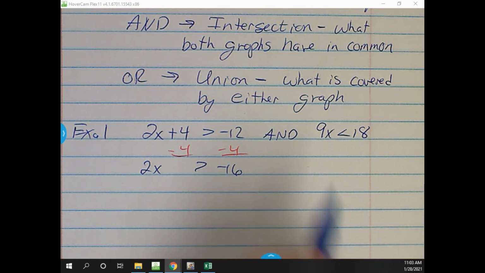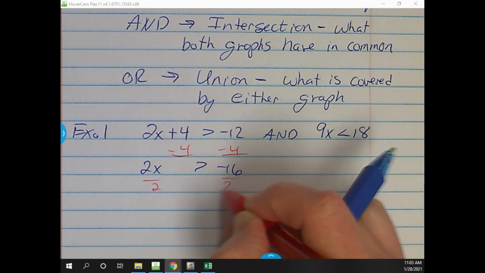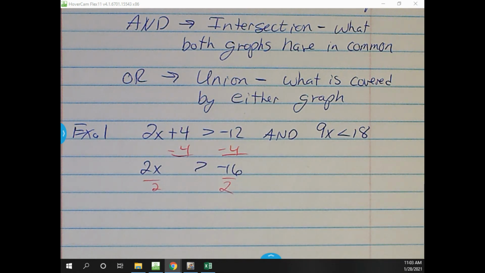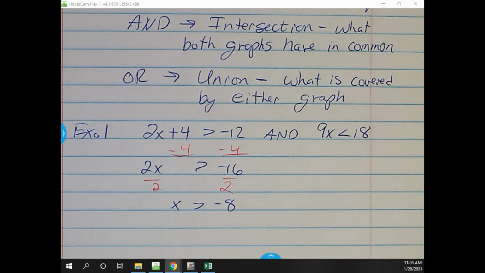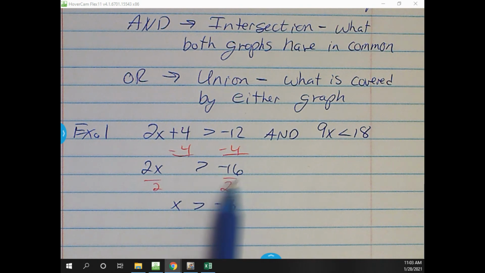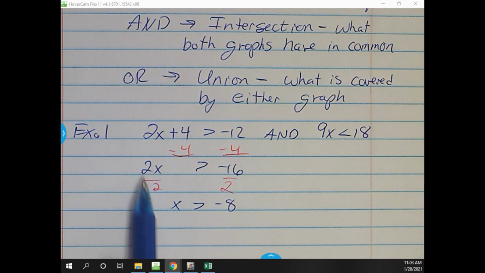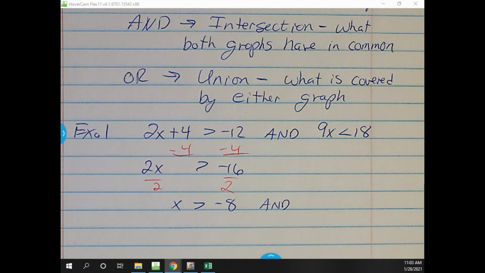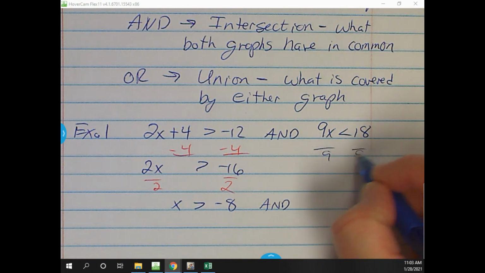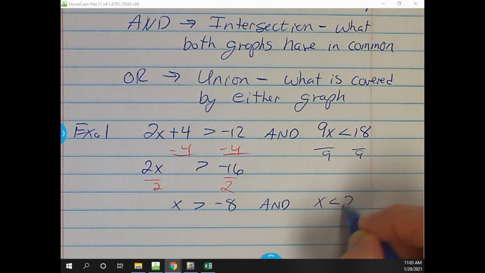And once we're here, we'll divide by 2. And we don't have to flip this inequality sign because, yes, the 16 is negative, but this 2 is not, so we're dividing by a positive 2. And as long as we divide by a positive, we don't have to flip the inequality sign. All right, the right side is a lot easier to solve. We just divide both sides by 9. So that's x less than 2.